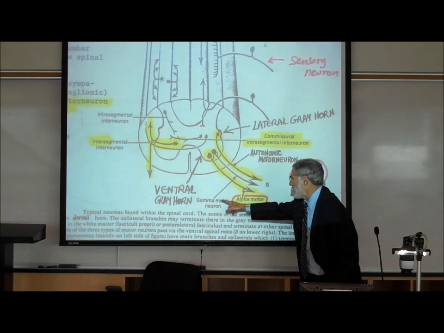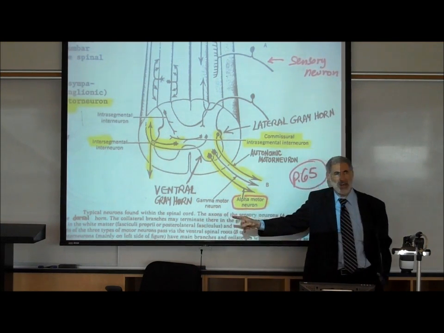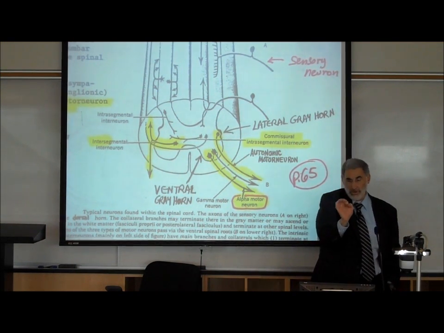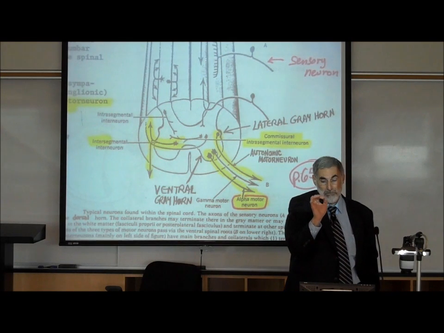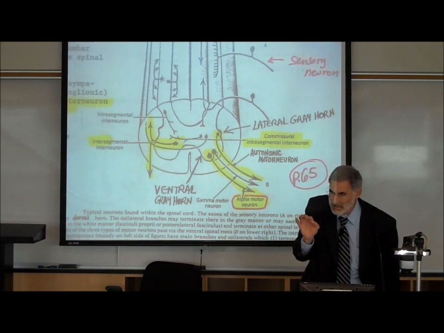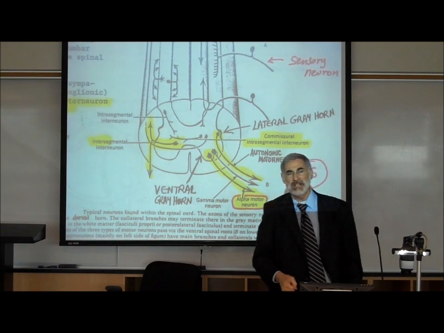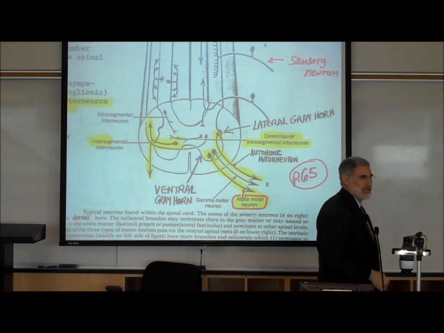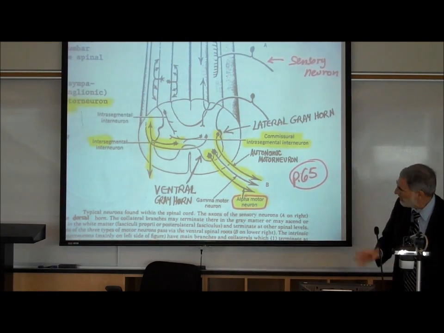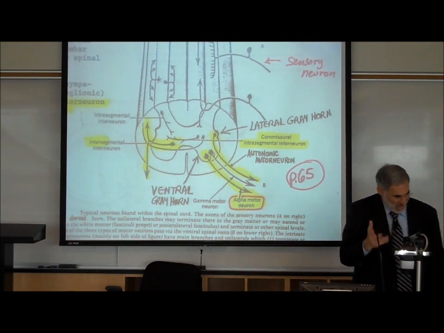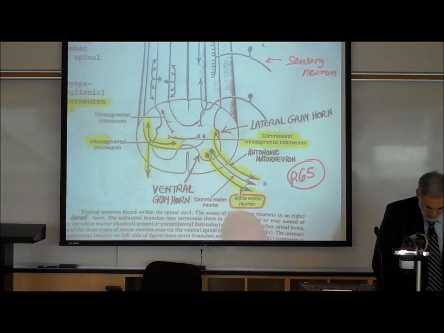So what are gamma motor neurons, gamma somatic motor neurons? Those are the special somatic motor neurons, and we have much fewer of them. They simply control the tension of these intrafusal muscle fibers within the muscle spindle. All right, so there is a difference between alpha and gamma somatic motor neurons.